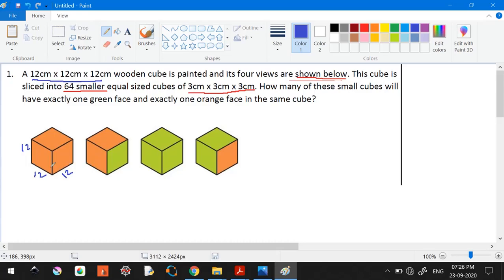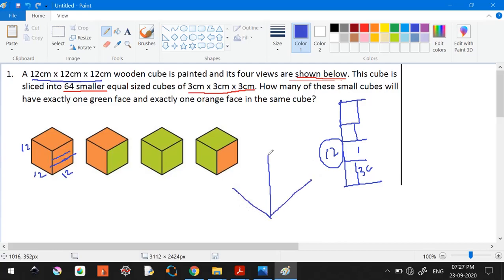So this is cut into smaller cubes such that the cube size will be 3 centimeter by 3 centimeter by 3 centimeter. If this is 12 and I divide this into equal parts of 3 centimeter, we will have 4 sections, right? So this is 3, 3, 3, 3, which is going to be 12. So in each side, either length or width or height, we need to have 4 cubes arranged.